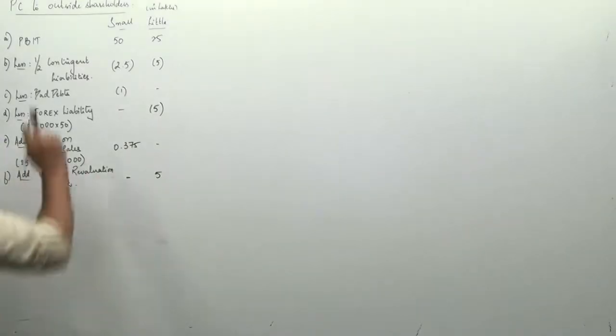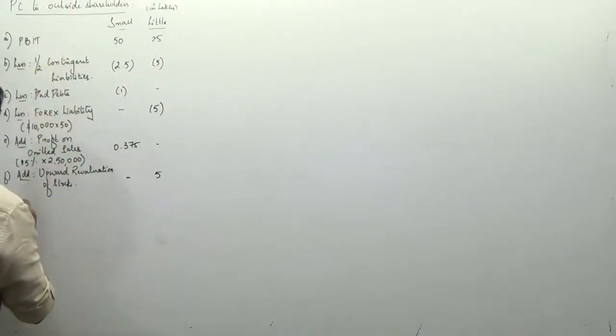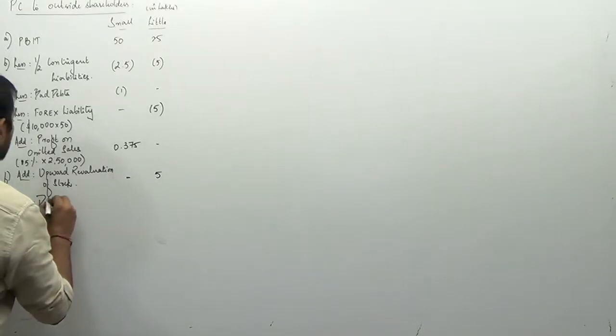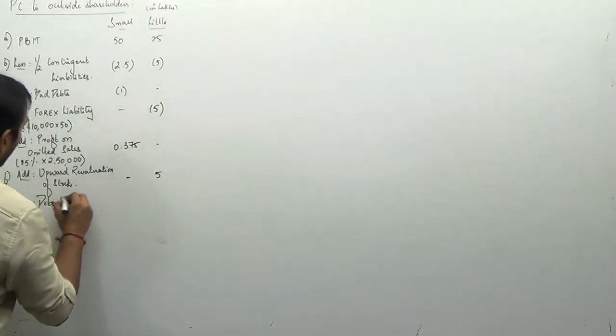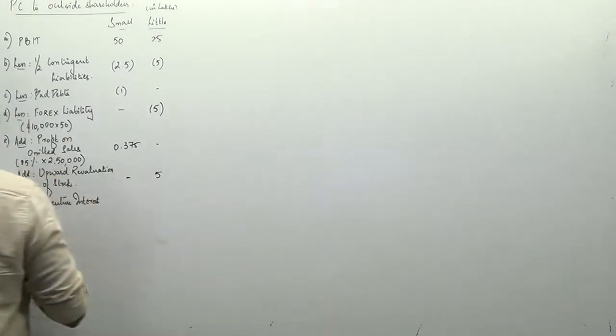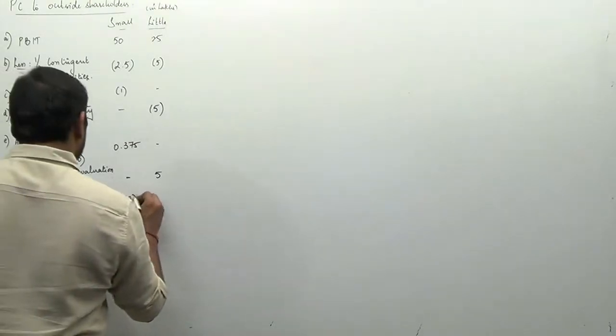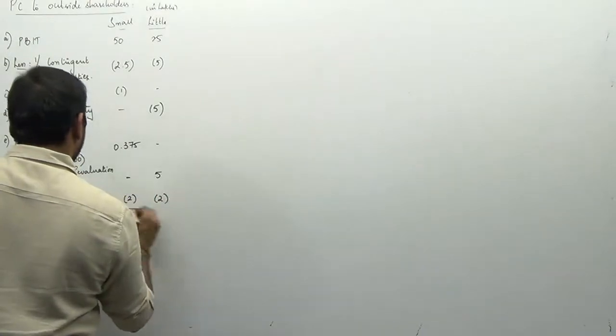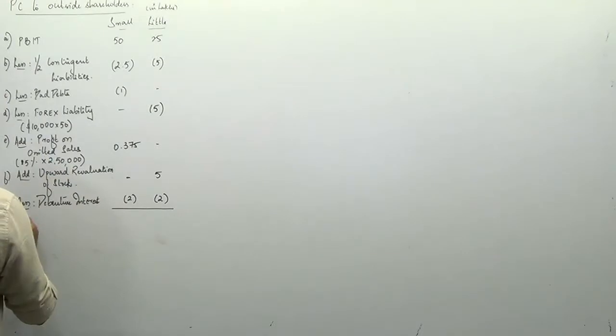We are only doing PBIT, which we started with, so we also have to deduct debenture interest. Turn to the table and fill up. Debenture interest: 4 lakh debentures of 10 rupees each, 5% debenture interest. So 5% of 40 lakhs and 40 lakhs, 2 lakhs and 2 lakhs is debenture interest.